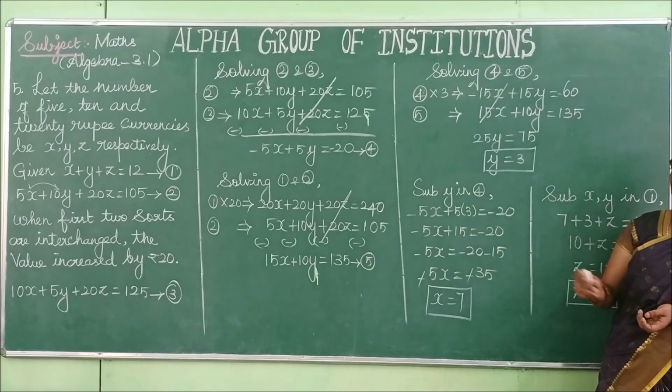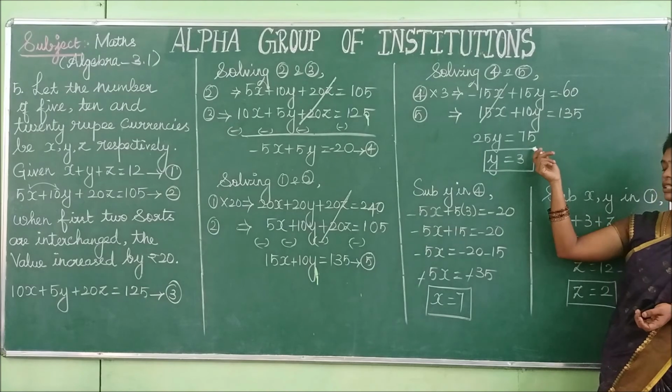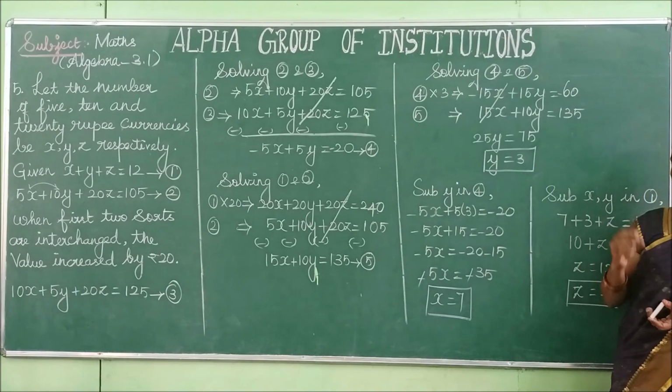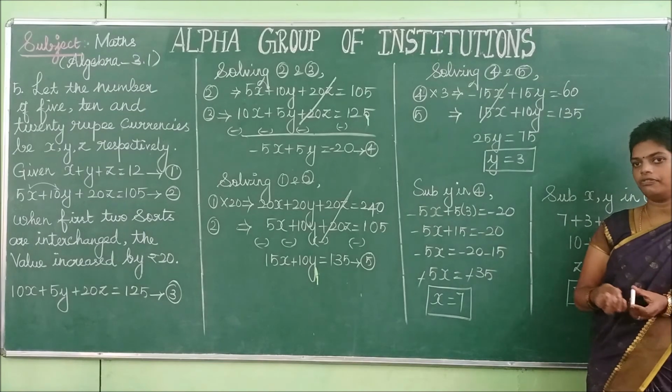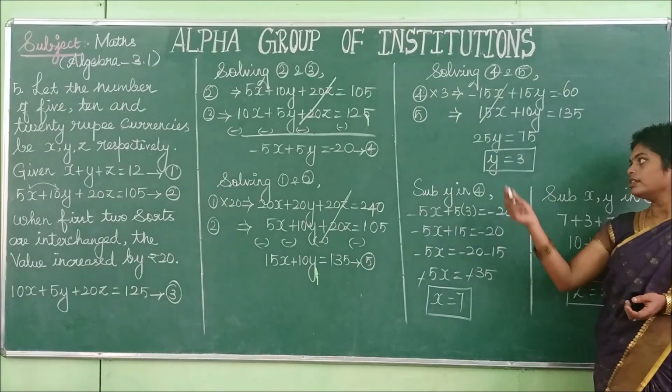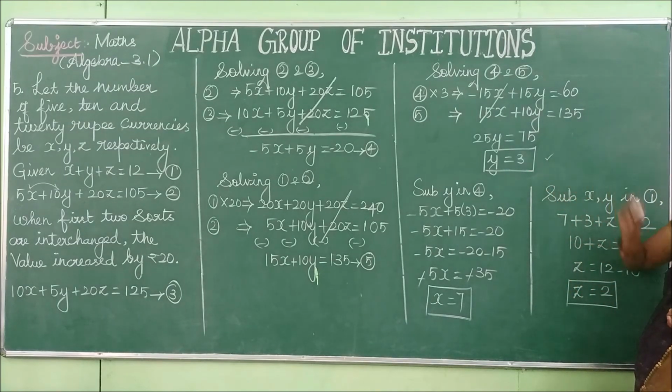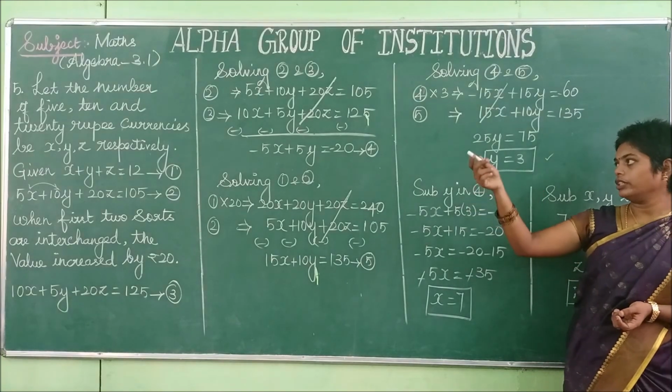Finally, you need only y. So you shift this 25 to this side, which means 75 divided by 25. How many times will it come? 25 ones are 25, 25 twos are 50, 25 threes are 75. So y equals 3. Now you get one value, the y value. You have to find the other two values, x and z. Then substitute the y value in the fourth equation.